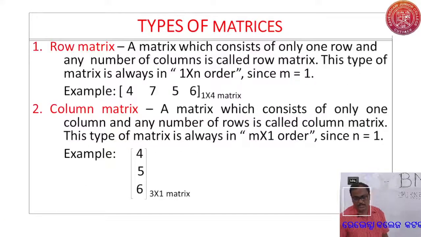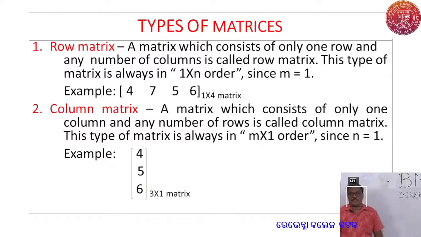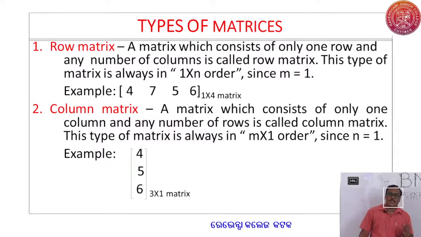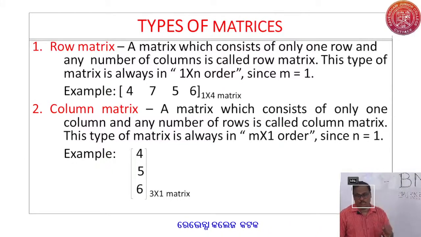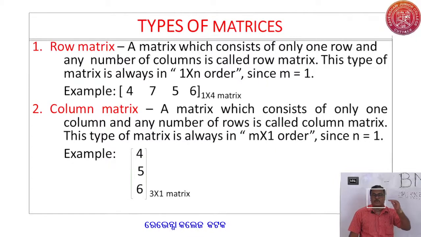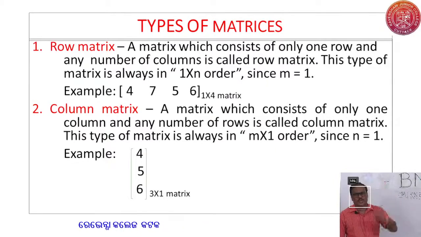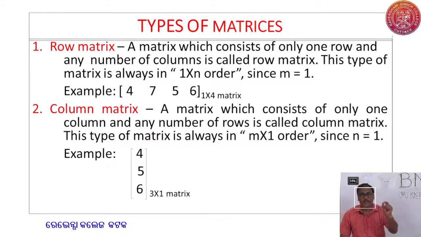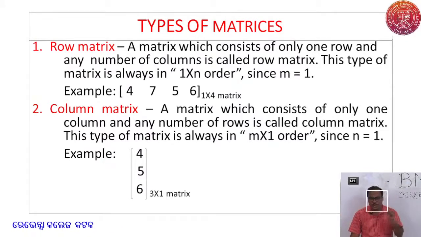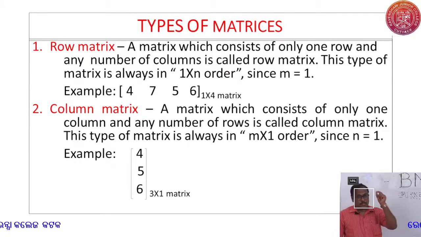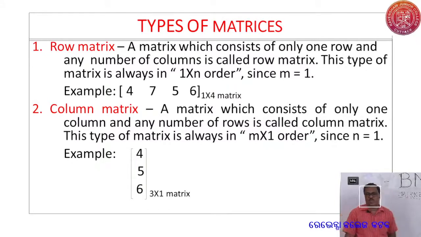In the next slide, the first one is the row matrix. What is a row matrix? In this type of matrix, there is only one row, irrespective of the number of columns. The number of columns may be 10, 12, 13, 14 like this. But m is always 1. Due to this, the order of the matrix should be 1 into n, because m is always 1.